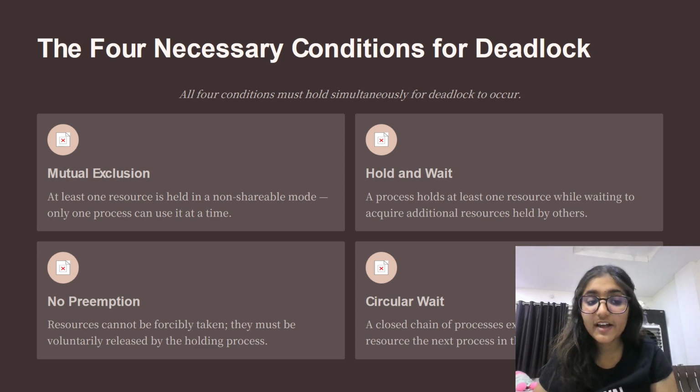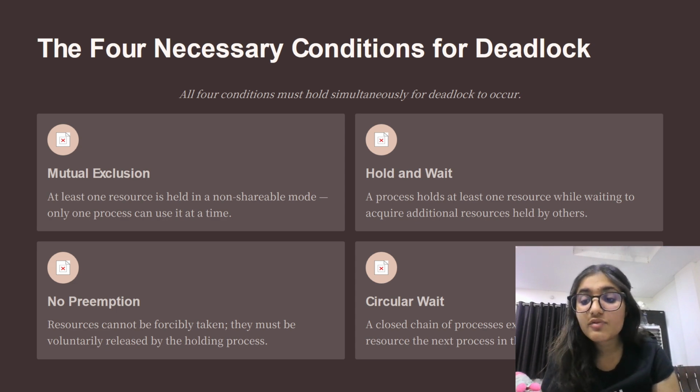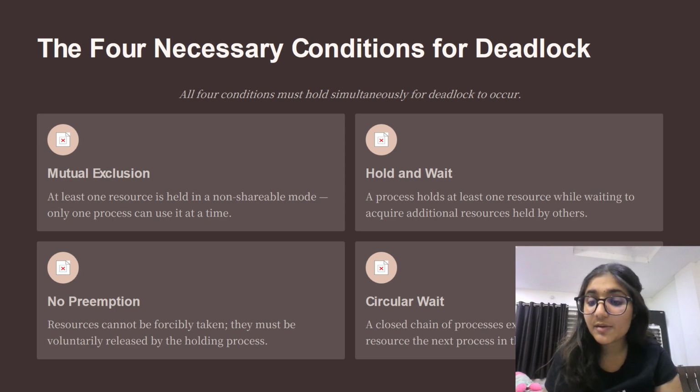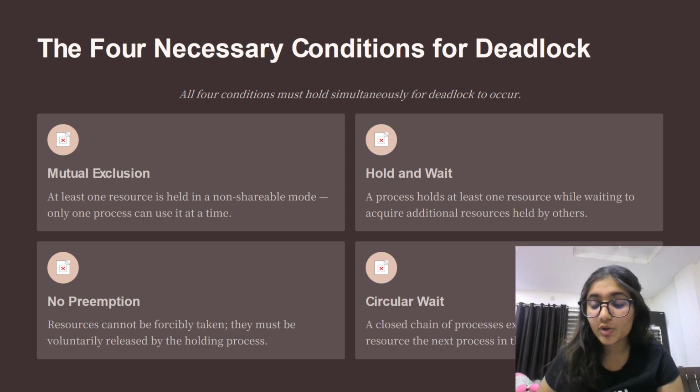So, the first is mutual exclusion. Mutual exclusion is at least one resource is held in a non-shareable mode, that is, only one process can use it at a time. The second is hold and wait. In hold and wait, a process holds at least one resource while waiting to acquire additional resources held by others. The third is no preemption, that is, resources cannot be forcibly taken, they must be voluntarily released by the holding process. And the fourth is circular wait, that is, a closed chain of processes exists where each holds a resource the next process in the chain requires.